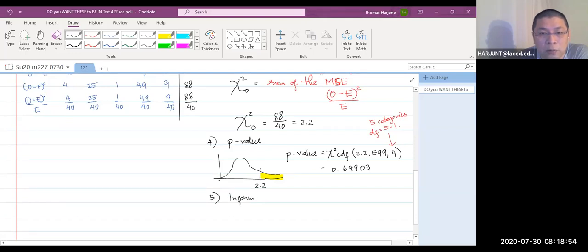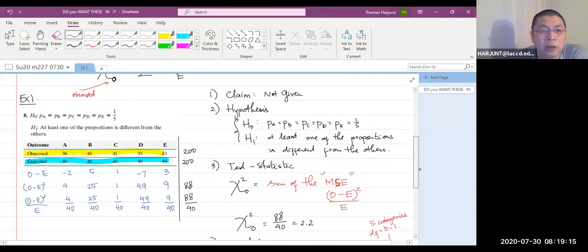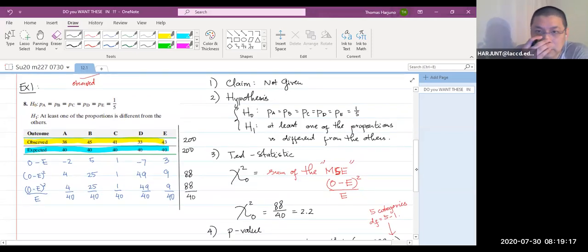Formal conclusion, fail to reject null hypothesis. Okay, so basically we don't have enough evidence to suggest that any one of the proportions there is not 1/5. We don't have enough evidence.